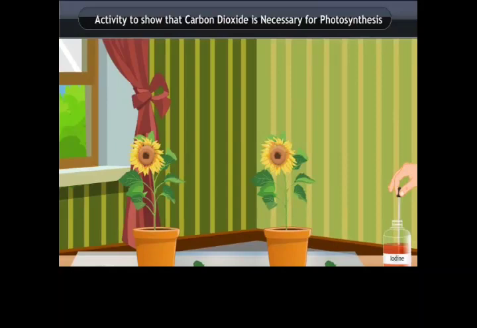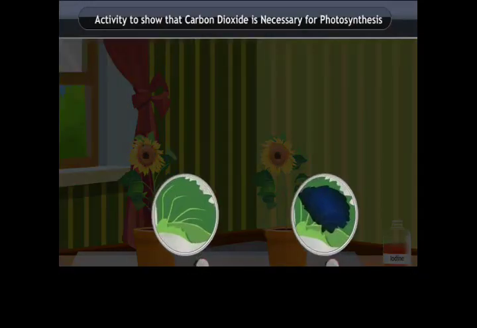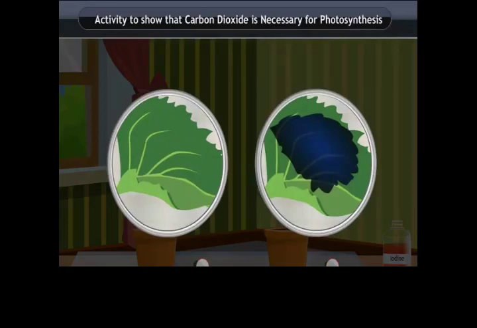Do both the leaves show the presence of the same amount of starch? What can you conclude from this activity? We conclude that carbon dioxide is essential for the photosynthesis process. The carbon dioxide along with water combines to give glucose plus oxygen plus water.